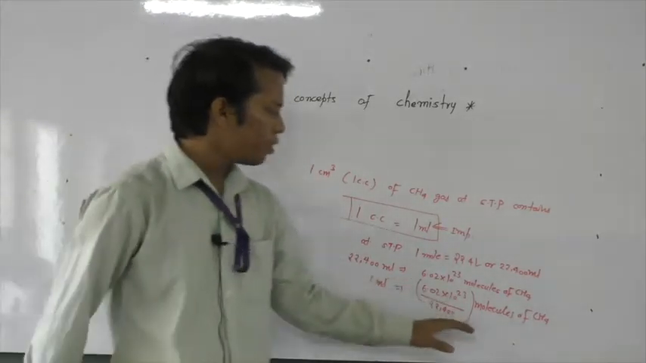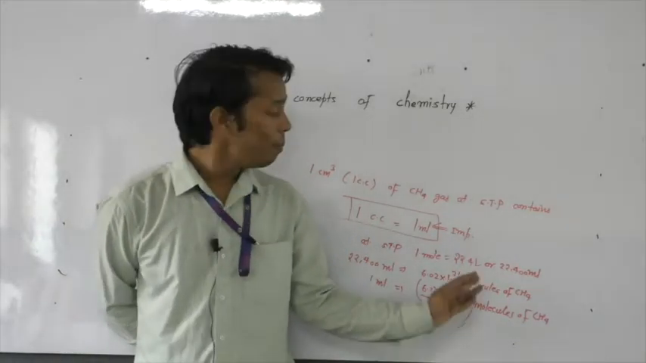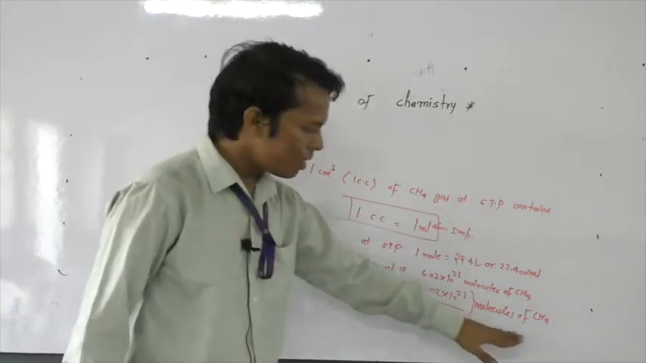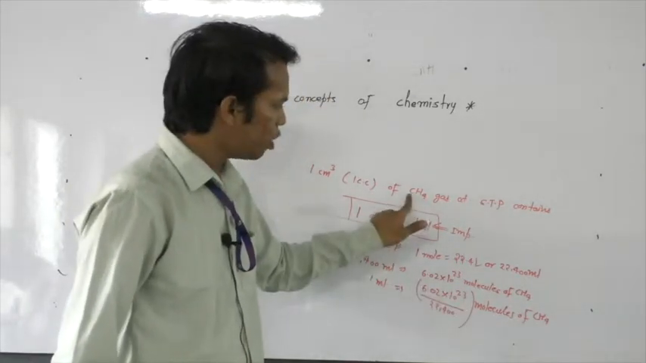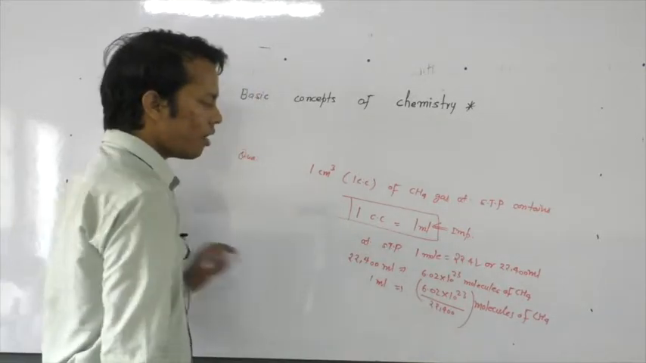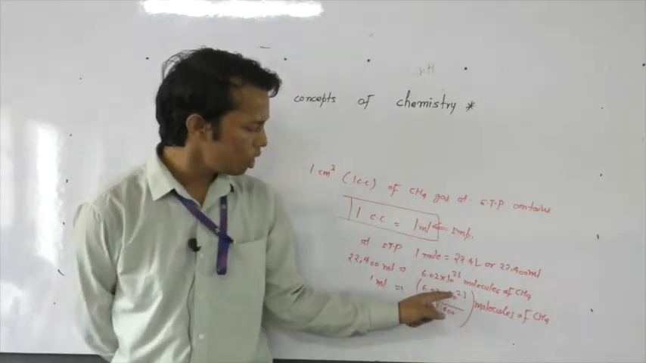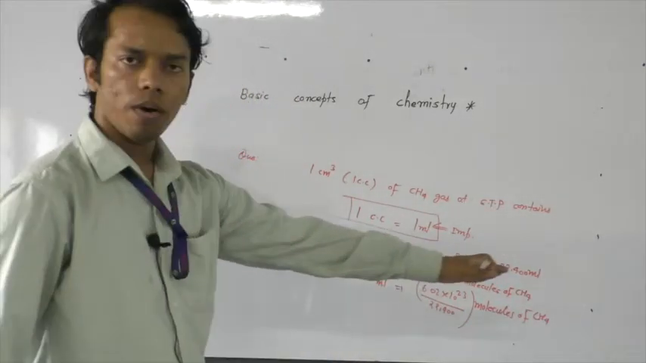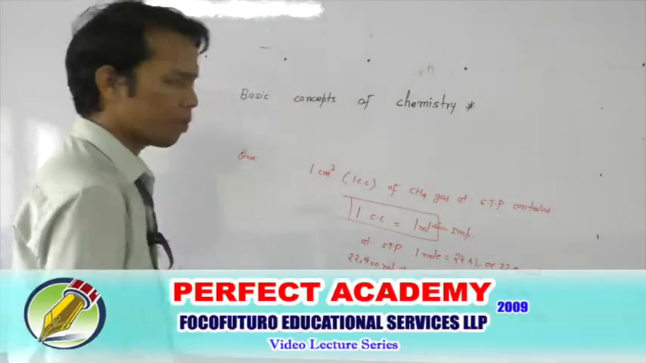So this many molecules, and then someone may ask number of atoms. See, after calculating molecules, you know in 1 molecule there will be 5 atoms. So here you have to multiply by 5, correct? 5 into 6.02 into 10 power 23 divided by 22,400 atoms of CH4. Okay, atoms, correct?